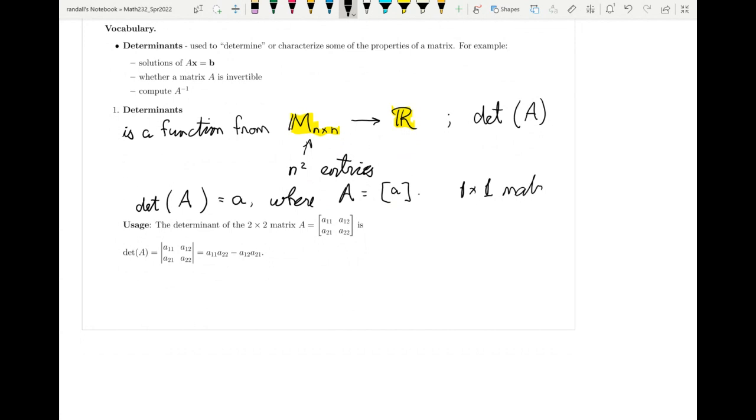Now let's move on to 2 by 2 matrices. And here it is. There's an arbitrary 2 by 2 matrix, and this is the formula for the determinant. Now there are two things in here. There's the function determinant with its argument A being the matrix. And now this notation here.